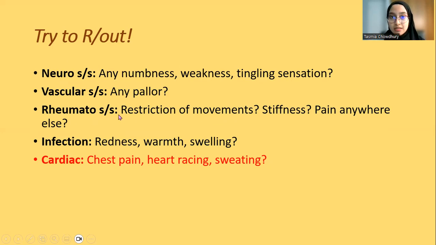Also, ask whether there is a particular time of the day that the pain is worse. This also helps. Then if there's an infectious cause, ask if you have noticed any redness, warmth or swelling around this area. And sometimes in atypical cases like acute coronary syndrome, the patient can come with arm pain instead of complaining about chest pain. They might say that my arm hurts more. But to be a safe doctor, if you ask these questions, it proves that you're a safe doctor. So you can ask if there is any chest pain, heart racing, or sweating.